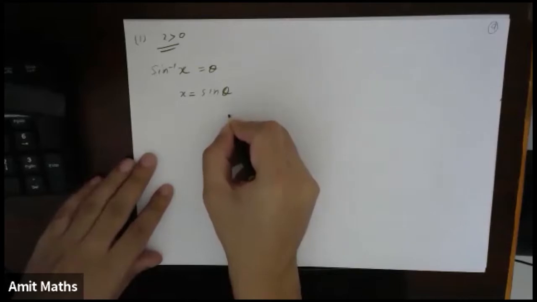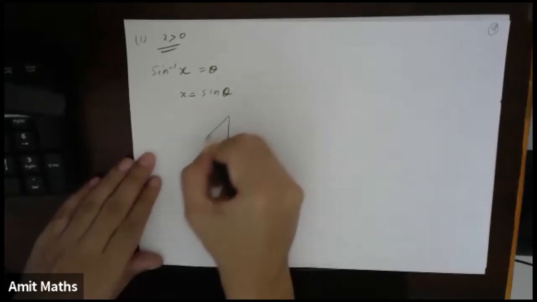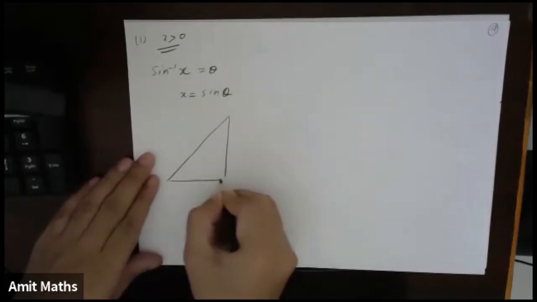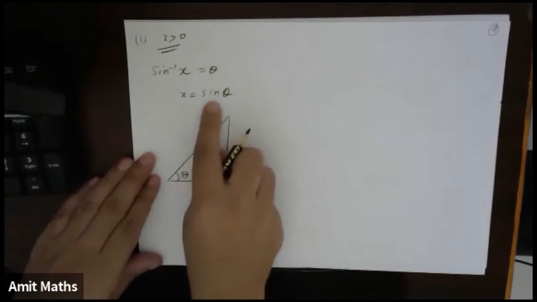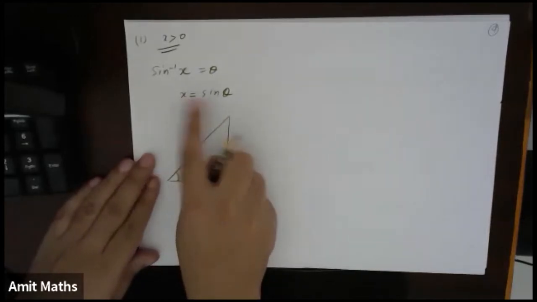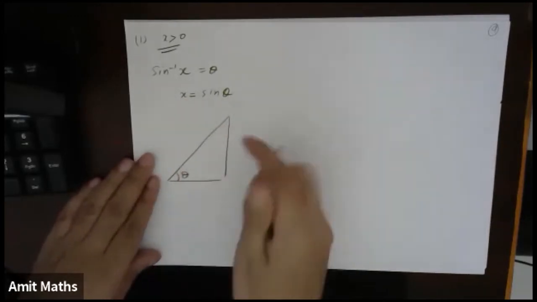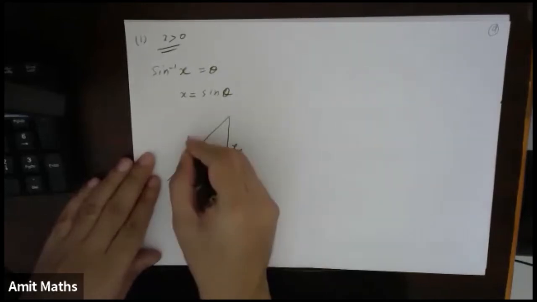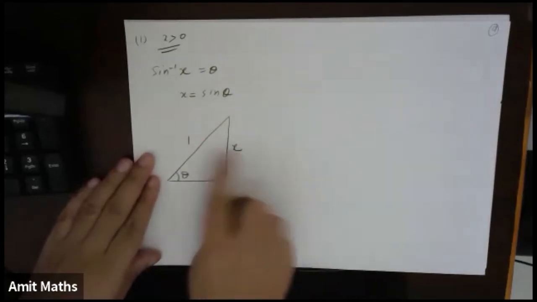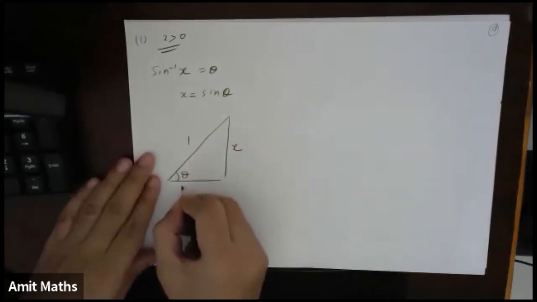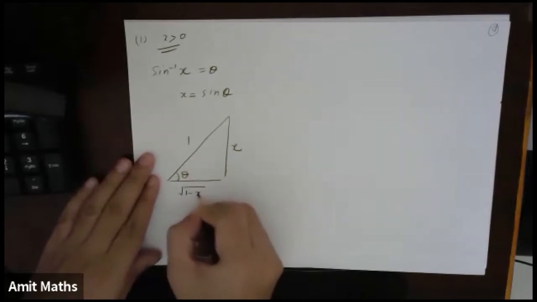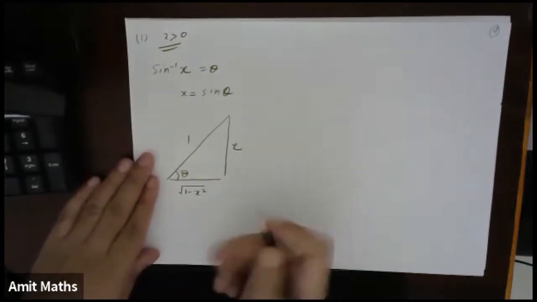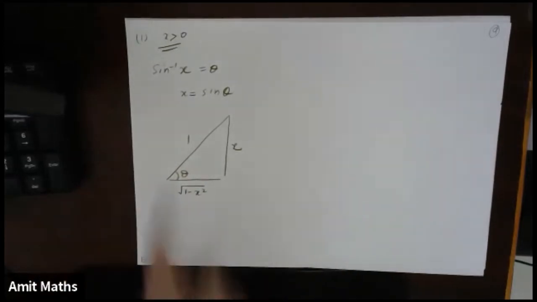Now I will form a right angle triangle in which I take this angle theta. Sine theta is equal to x, and sine theta is height upon hypotenuse. So the height will be x and the hypotenuse will be 1. So if this is x and this is 1, the base will be under root of 1 minus x square. Understood?